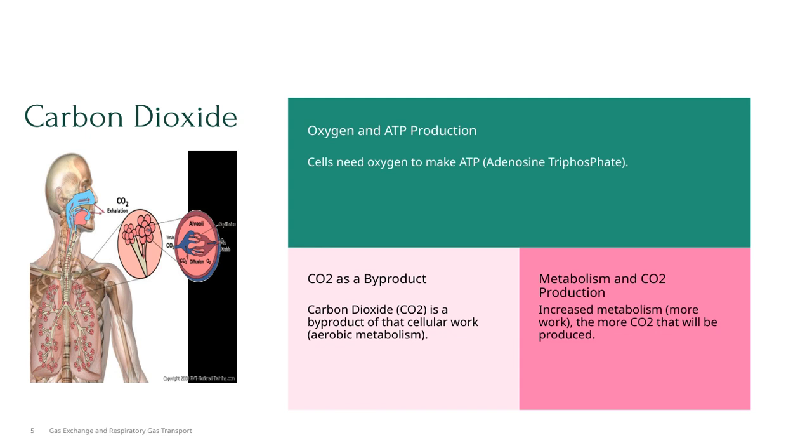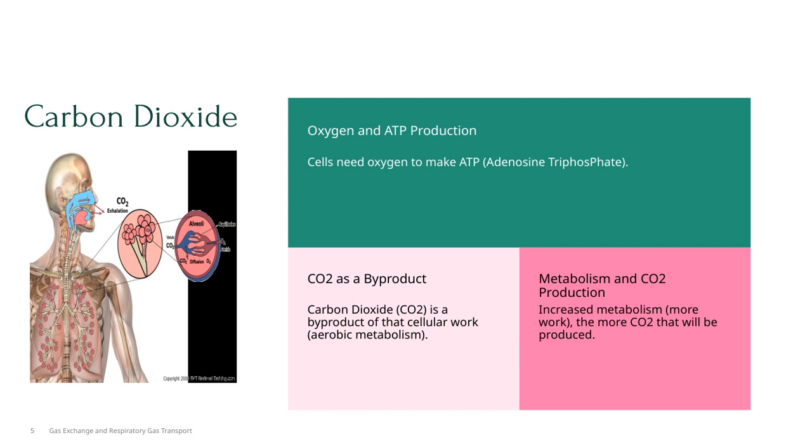Now, as a byproduct of this process, called aerobic metabolism, our cells produce carbon dioxide, or CO2. This CO2 needs to be removed from the body efficiently, which brings us to the importance of gas exchange in the lungs and across tissues. When metabolism increases, say during exercise, our cells work harder, and naturally, they produce more CO2. This means that the more active we are, the more CO2 we generate, highlighting how closely linked our metabolic activity is to gas production and removal.